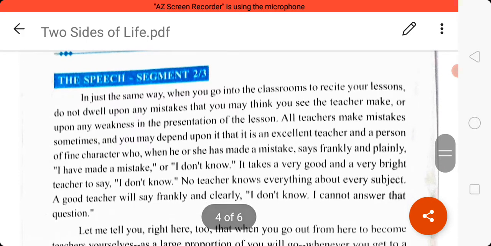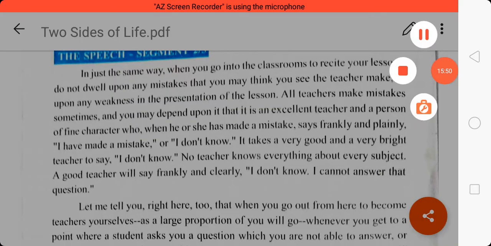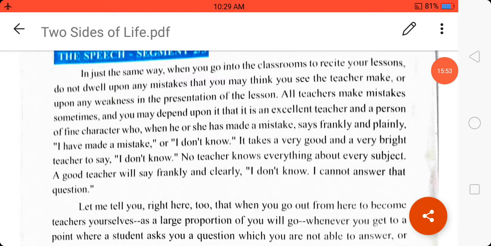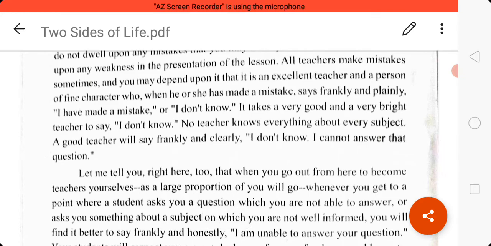What is the second segment? In just the same way, when you go into the classrooms to recite your lessons, do not dwell upon any mistakes that you may think you see the teacher make or upon any weakness in the presentations of the lesson. All teachers make mistakes sometimes, and you may depend upon it that it is an excellent teacher and a person of fine character who, when he or she has made a mistake, says frankly and plainly, I have made a mistake, or I don't know. It takes a very good and very bright teacher to say, I don't know. No teacher knows everything about every subject. A good teacher will say frankly and clearly, I don't know, I cannot answer the question.